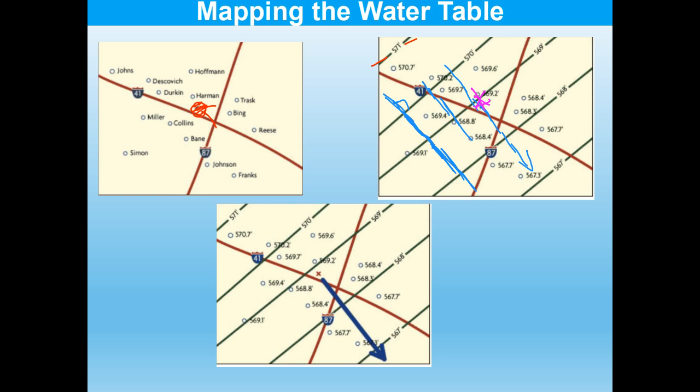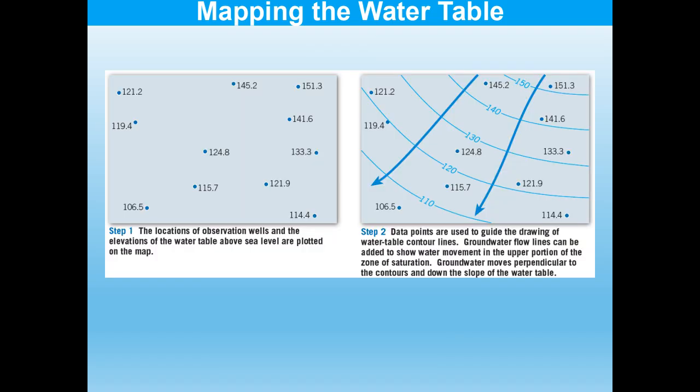The numbers here are not always whole numbers, but you can draw those lines so that you connect the points that have the same water table elevation, and finally draw the flow lines that are perpendicular to these lines. This is another example. You can practice if you'd like to see how you connect the dots.